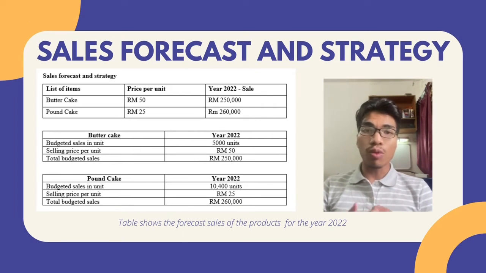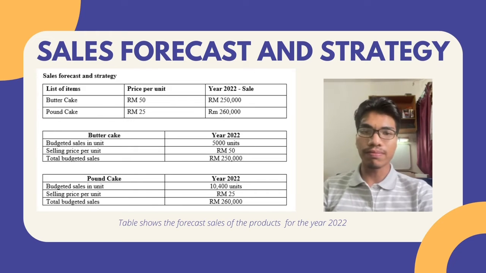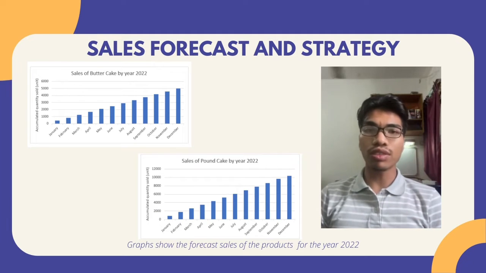For the second product, which is pound cake, will be sold at RM25 and then it is expected that 10,400 units to be sold and the amount will be total to RM260,000. And this is the graph that shows the forecast sales for both of the products in the year 2022.